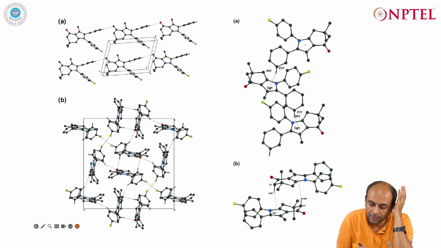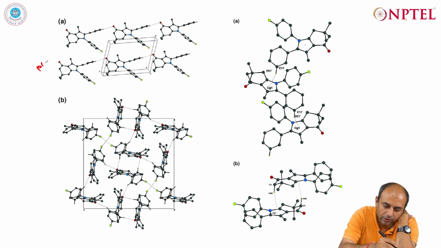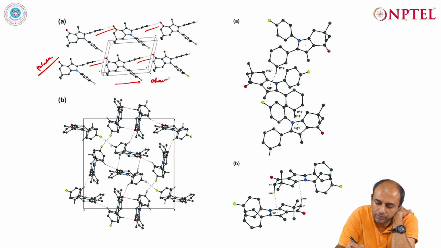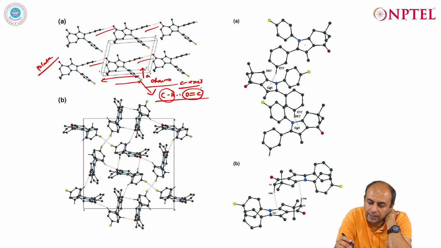Now, let us look at the packing. The packing is going to be very different. This is the plate form. In the plate form, you can see that there are C-H···O hydrogen bonds, which form chains, and the chains you can see very clearly are along the C axis. This is the C axis, this is the B axis, and the top is the A axis. So, there is a nice connectivity of C-H···O hydrogen bonds. This involves the donor, and this involves the carbonyl group as an acceptor.